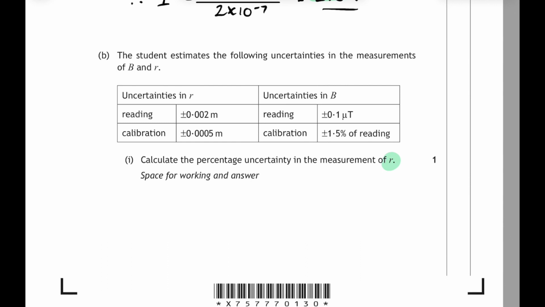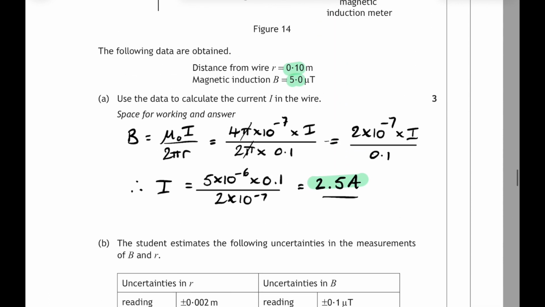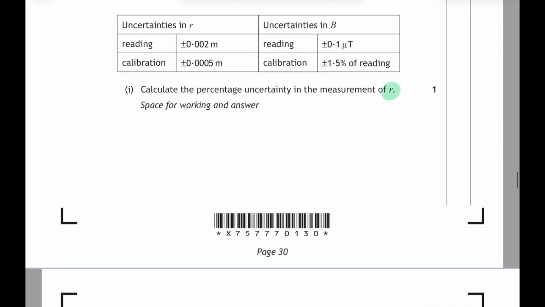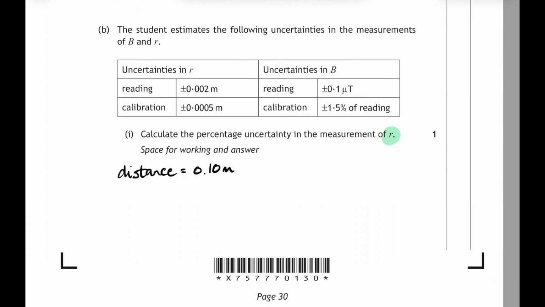Now remember, that was the distance from the magnetic sensor to the current carrying conductor, and we were given that it was 0.10 metres. So that's the measurement we're interested in for this part. So let's write that down again. The distance was 0.10 metres, and the scale reading uncertainty in that is plus or minus 0.002 metres. So we can work out what that is as a percentage of the measurement. So it'll be 0.002 divided by 0.10 times 100, and when you do that in your calculator you'll get 2%.